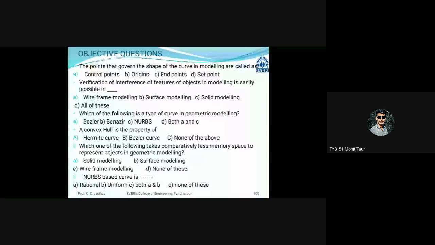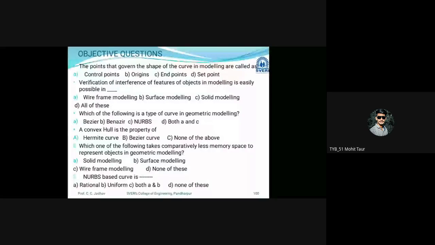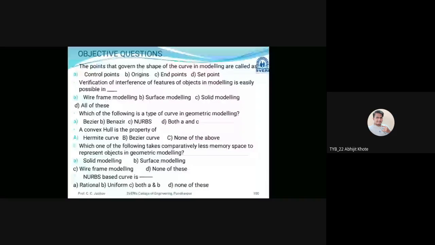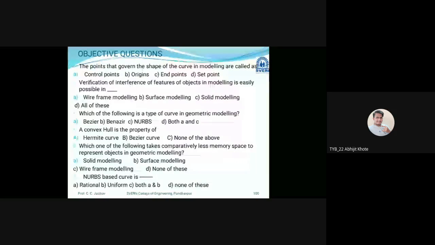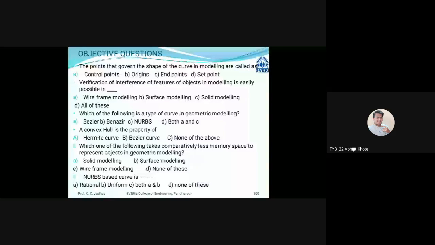Second, roll number 22, Abhijit. Hello. Yes. Second question: verification of interference of the features of objects in modeling is easily possible in which modeling? Wireframe, surface, solid, or all of these?